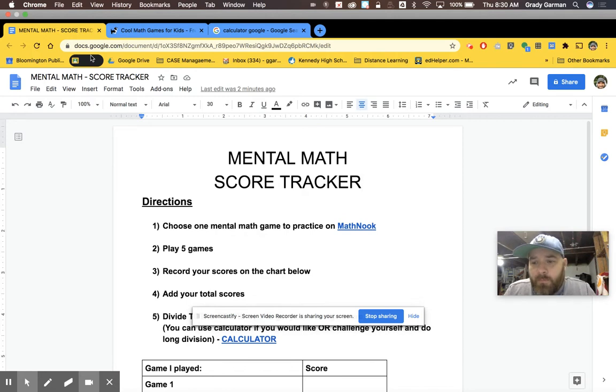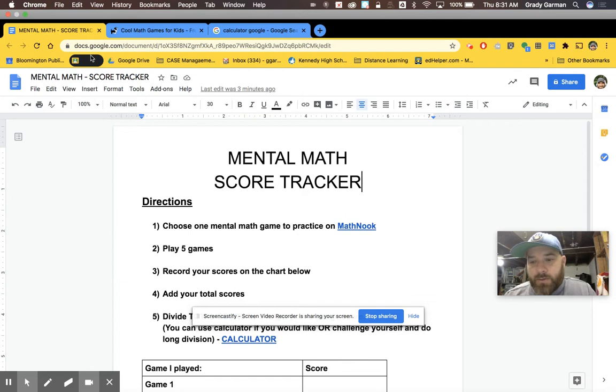This is called the Mental Math Score Tracker. We're using this during ESY on the days we have math to keep track of our math scores for the skills we're practicing. On Tuesday, I assigned an assignment where you had to choose some math skills that you are working on and find some games to play.